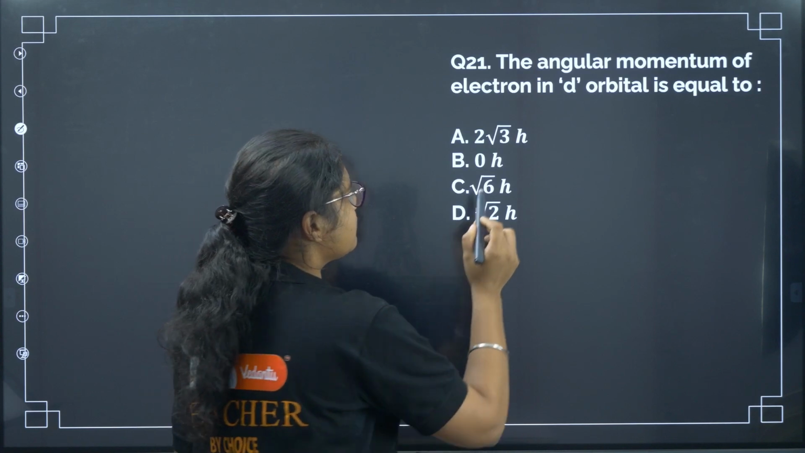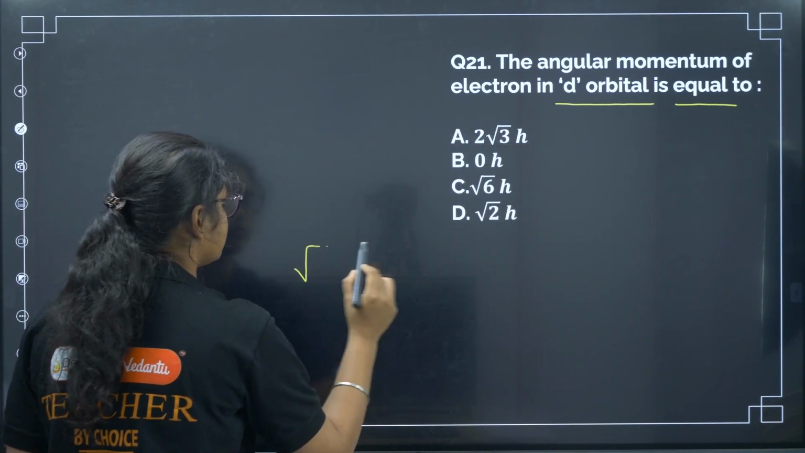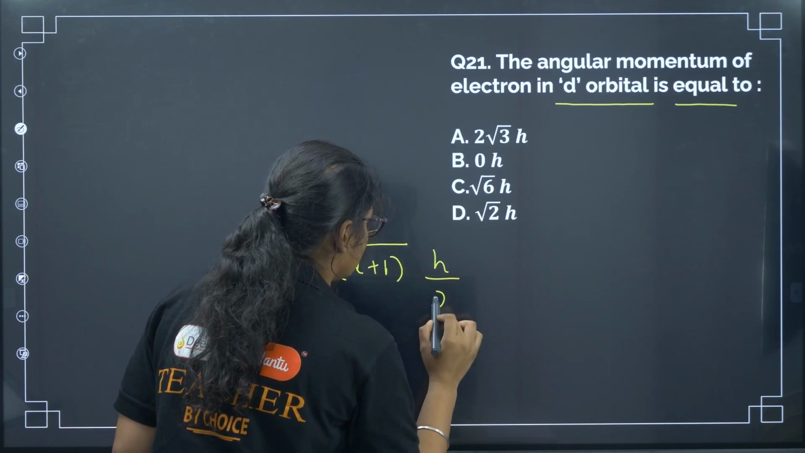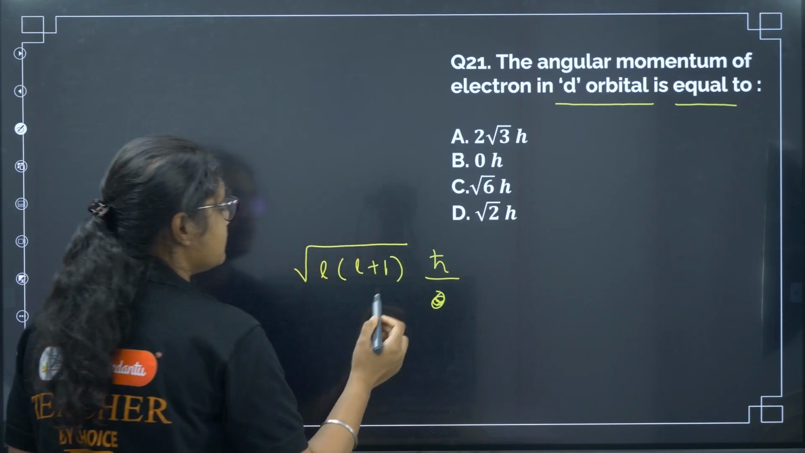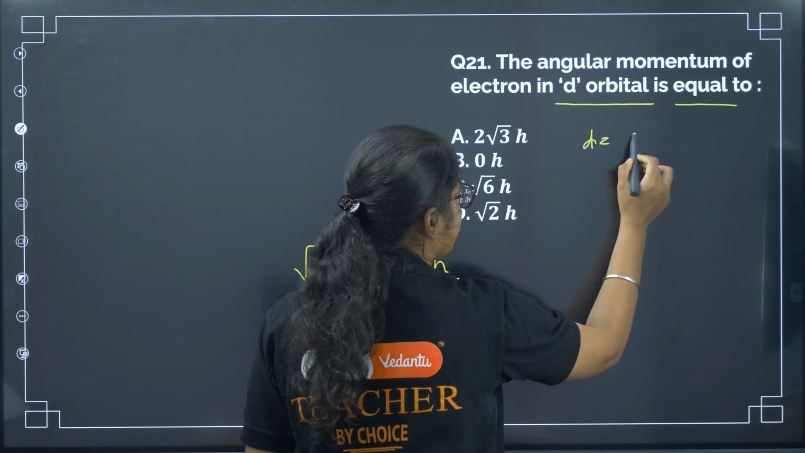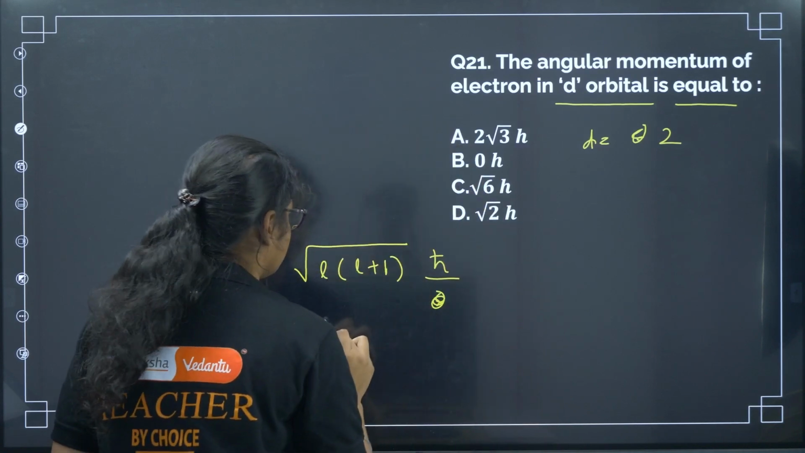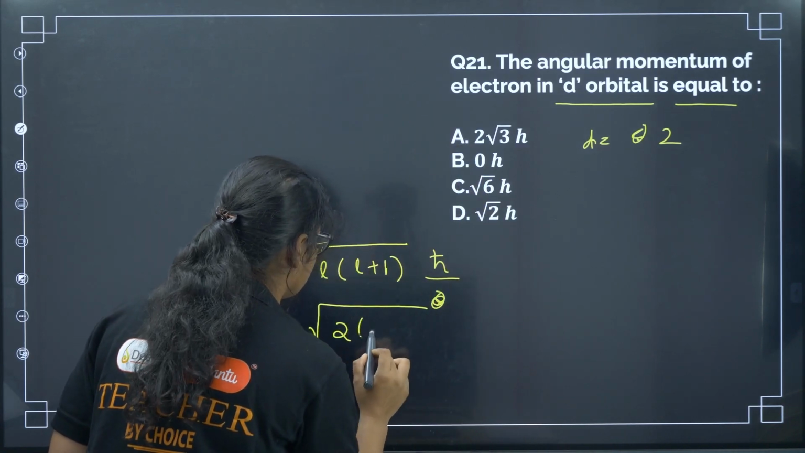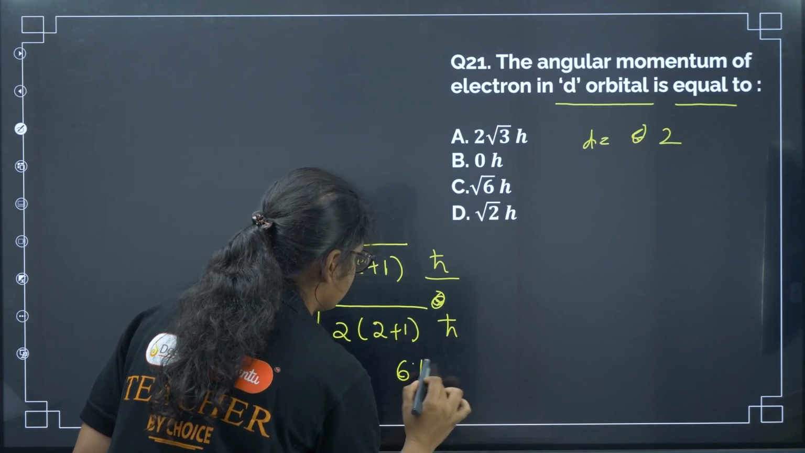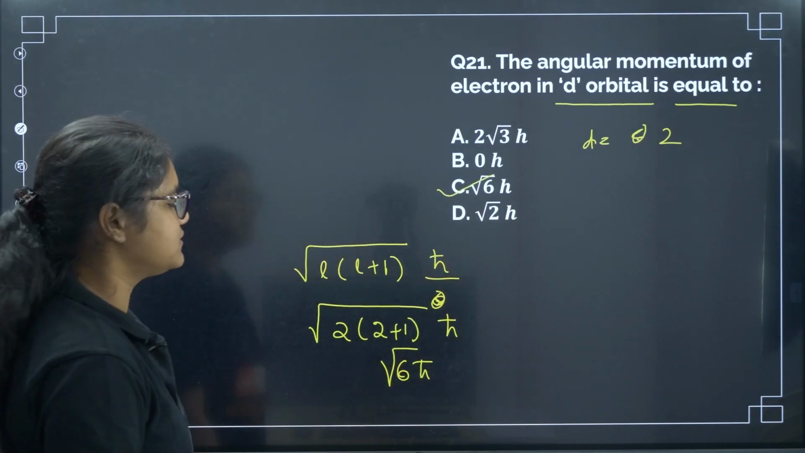The angular momentum of an electron in d orbital is equal to. So the angular momentum formula is root over of L into L plus 1 times H cross, right? Now if you see here, the L value for d orbital, okay, what is the d orbital? The L value is s, p, d: 0, 1, 2, right? So you can substitute root over of 2 into 2 plus 1 into H cross. So that is root 6 H cross. So the correct answer for this question is option number C, root over of 6 H cross.